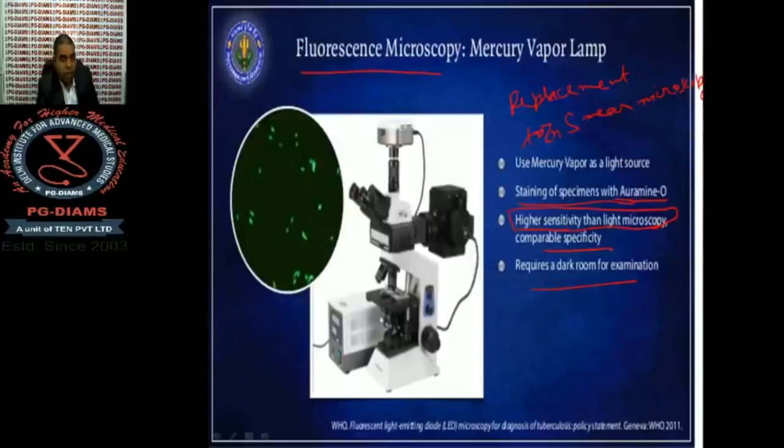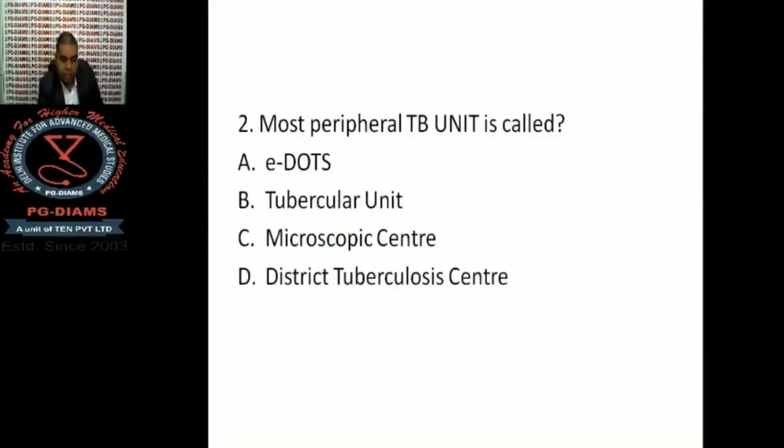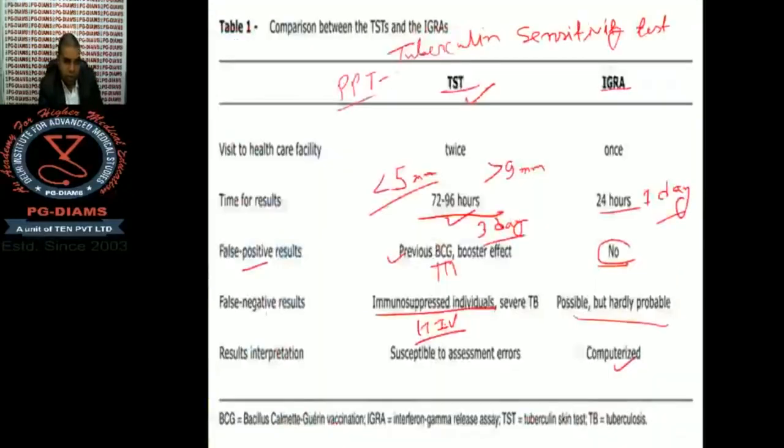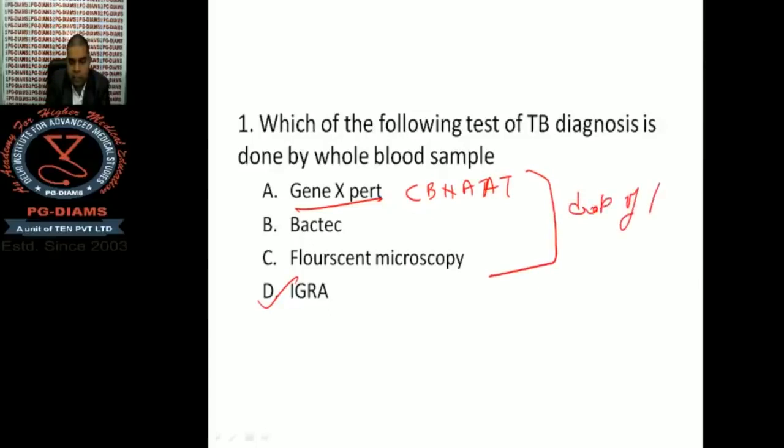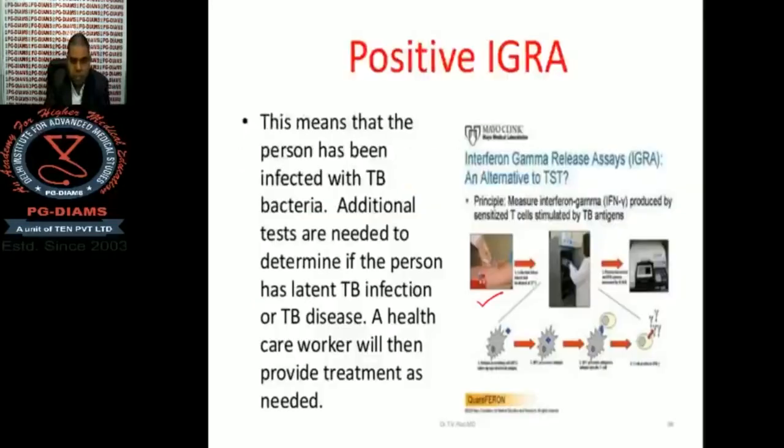Okay. Now let's go to the second question. So you understand what Gene Expert is? Gene Expert is CBNAT. These all three tests require a drop of blood. And it is done by taking a whole blood sample, which you can also see in this diagram.